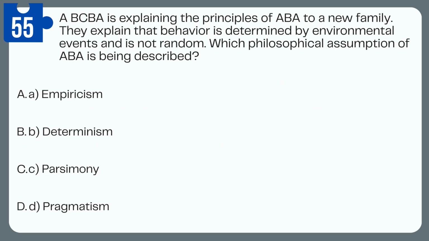Question 55. A BCBA is explaining the principles of ABA to a new family. They explain that behavior is determined by environmental events and is not random. Which philosophical assumption of ABA is being described? A. Empiricism. B. Determinism. C. Parsimony. D. Pragmatism.